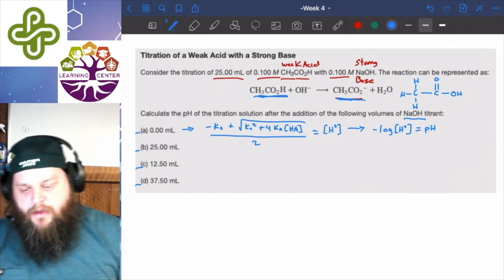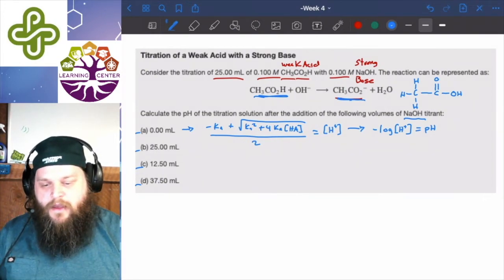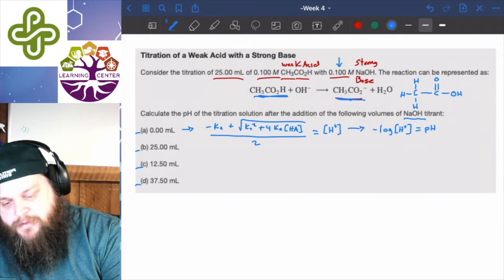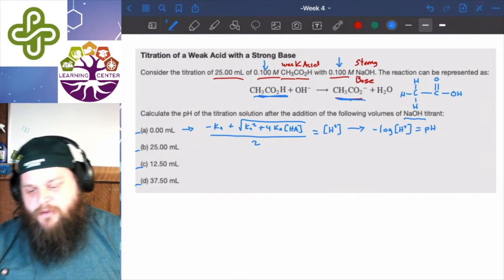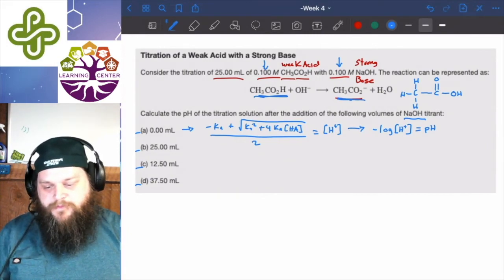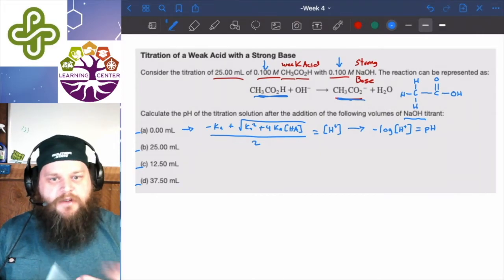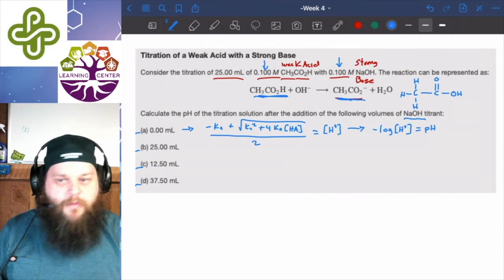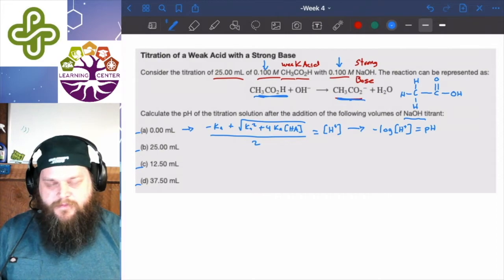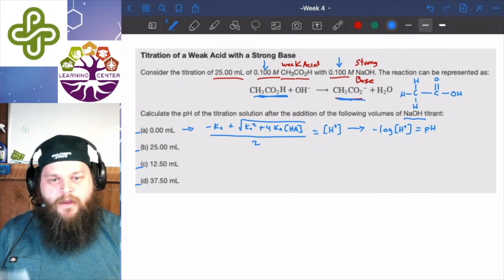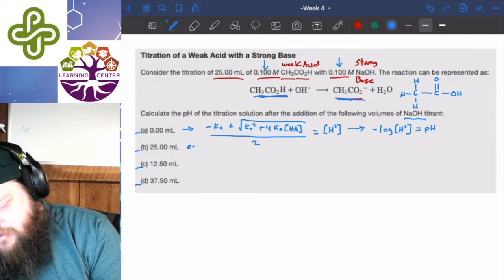For part B, we're adding 25 milliliters of the sodium hydroxide in there. Again, the sodium hydroxide is 0.1 molar, and our initial acid, acetic acid, was also 0.1 molar. If we're adding 25 milliliters and they're the same concentration, there's a special point that this is called. What is that point? So we've had equal volume of equal concentrations. The equivalence point. Perfect. So this is at the equivalence point.